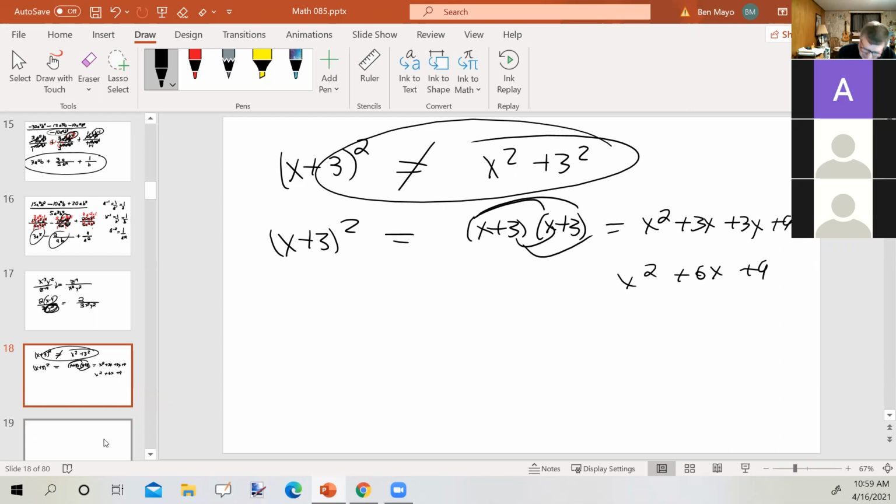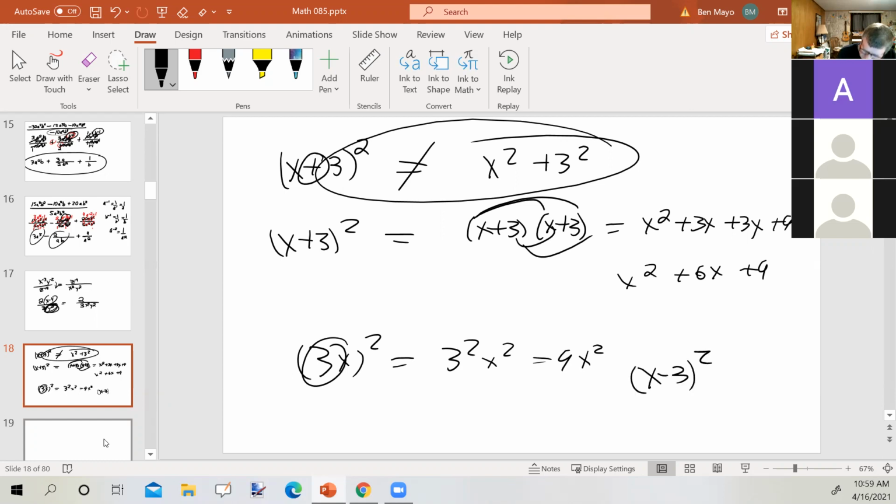Okay, if you had 3x squared, where this was a product, that would be 3 squared x squared, or 9x squared. But when you have a sum or a difference raised to a power, you have to expand it into several factors, however many factors there are, and then FOIL it or distribute, multiply it together. Okay, so watch out for that.